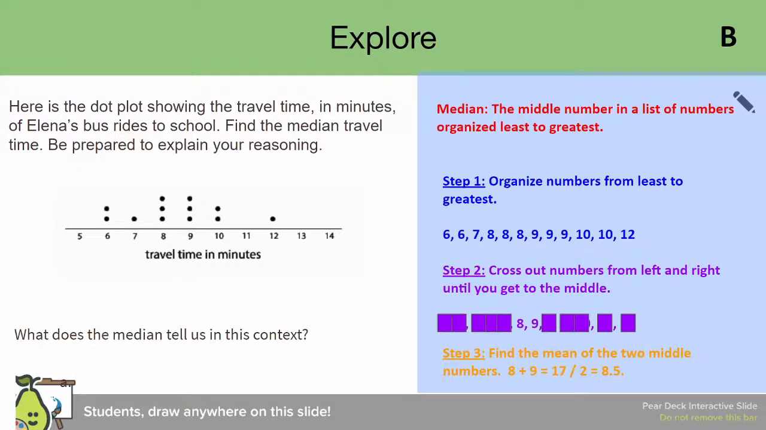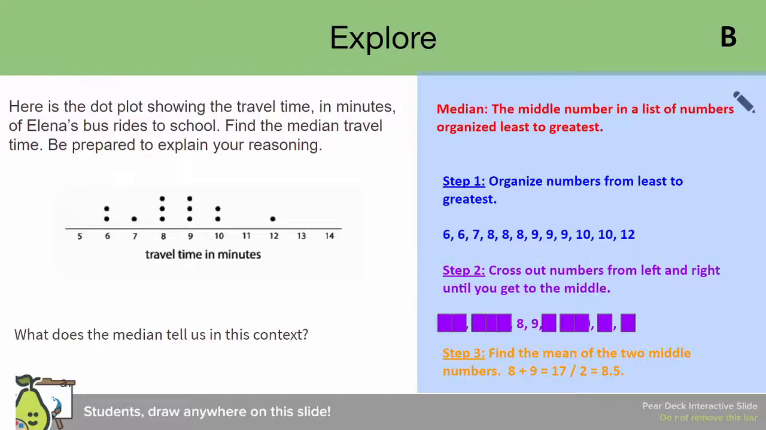So what we need to do is to add the 8 plus the 9. We're going to get 17. And when you divide 17 by 2, because we added 2 numbers, you're going to get 8.5. So in other words, the median of this data set is 8.5 or 8 and 5 tenths.